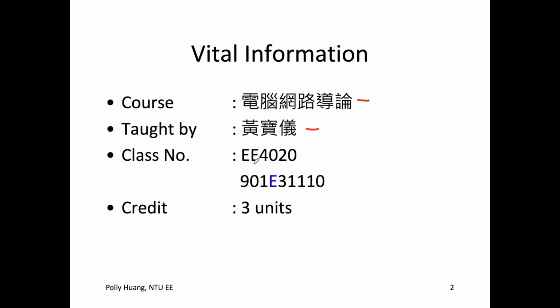The course number is EP120, indicating this is an EE Department, high division, elective course. This number here is the class ID, the curriculum ID, 901 capital E 31110. In some semesters you see the capital E in the middle, in some semesters you might not. Just be careful and make sure that you register to my session. In some semesters, there might be more than one session of Introduction to Computer Networks.